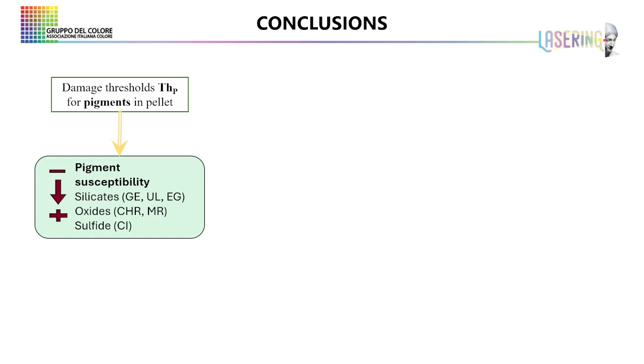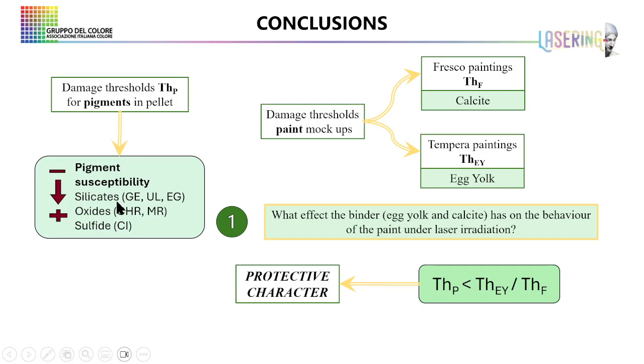So to conclude, irradiating the samples with a neodymium YAG laser at 1064 nm, it was possible to identify some pigment susceptibility: the silicates are the more resistant and the sulfide is the more susceptible. Applying the laser on the painting mock-ups, a protective character given by the binder, egg yolk, and by calcite was identified, because the fluences were higher than the fluences applied on the pigments.